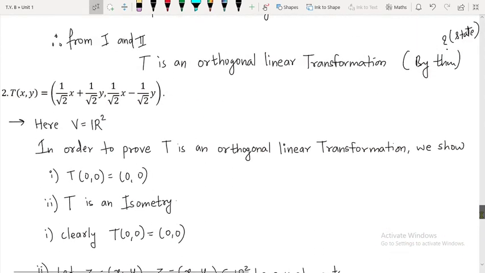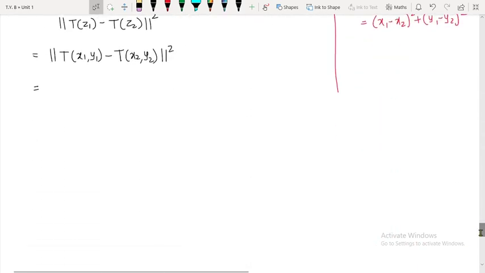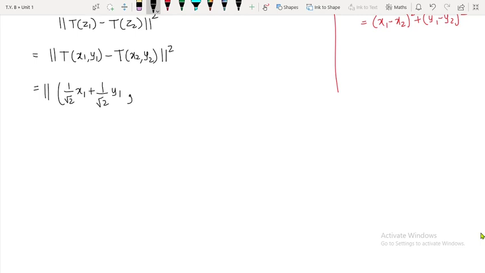1 upon root 2 x plus 1 upon root 2 y, and in the second coordinate we are having the negative sign, so this will be norm of (1 upon root 2 x1 plus 1 upon root 2 y1, 1 upon root 2 x1 minus 1 upon root 2 y1). So these are the calculations for this first term, t of x1 y1.